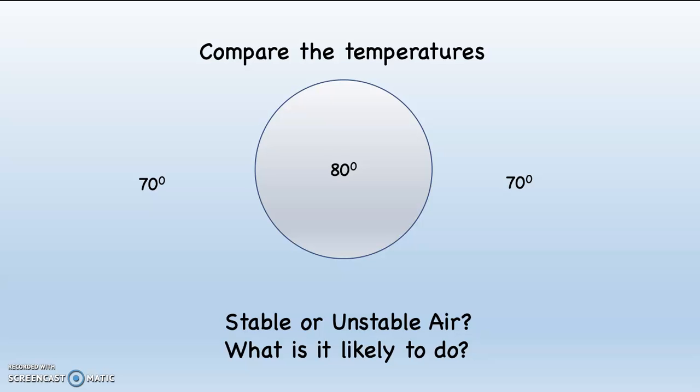Now the parcel of air is 80 degrees and the air around it is 70 degrees. Is the parcel of air warmer or colder than the surrounding atmosphere? The answer is warmer. Look at the definitions. If the parcel of air is warmer than the surrounding atmosphere, we would classify it as unstable. Very good. And if it's unstable, what is its tendency? To rise or subside? Answer is rise. Very good. That's step one.